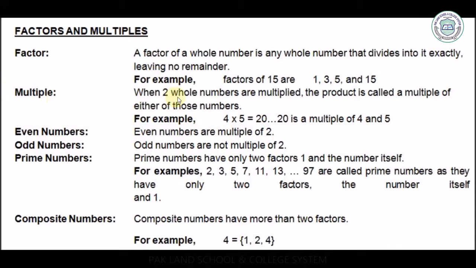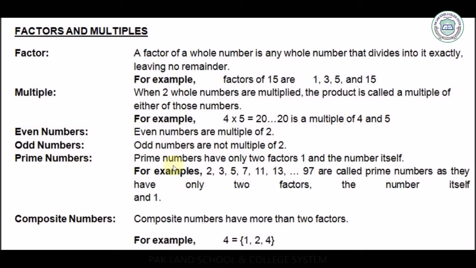Multiple. When two whole numbers are multiplied, the product is called a multiple of either of those numbers. For example, 4 multiplied by 5 equals 20, and 20 is a multiple of 4 and 5. Even numbers. Even numbers are multiples of 2. Odd numbers are not multiples of 2.